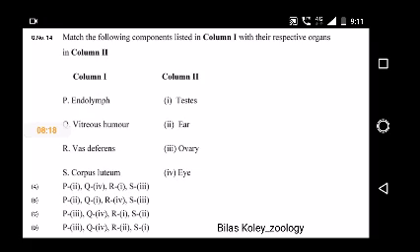Now we will discuss question number 14. Match the following components listed in column 1 with their respective organs in column 2. In column 1, the components are endolymph, vitreous humor, vas deferens, corpus luteum. And in column 2, the organs are testis, ear, ovary, and eye. After right arrangement of column 1, column 2, the answer is option A.